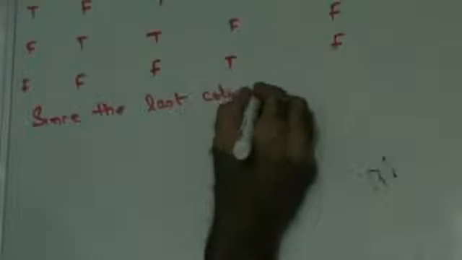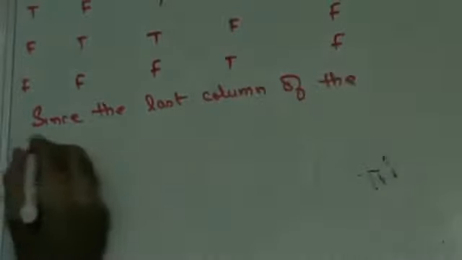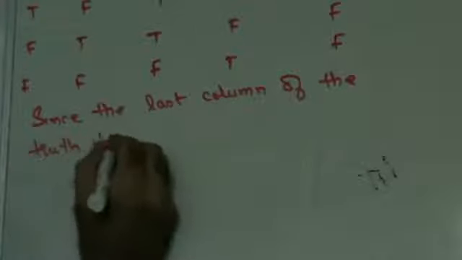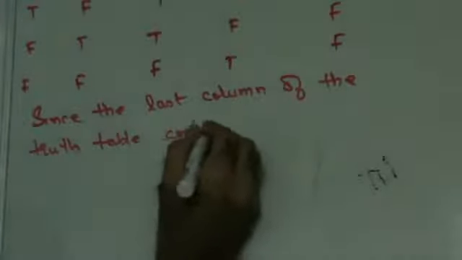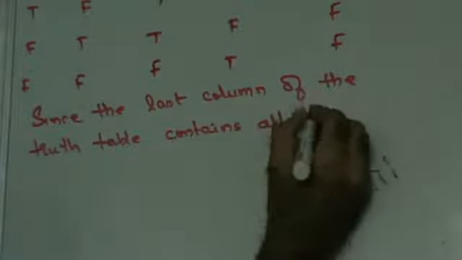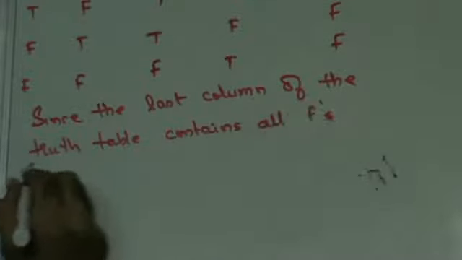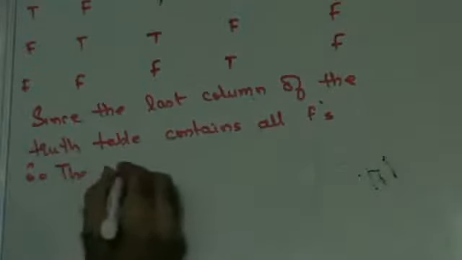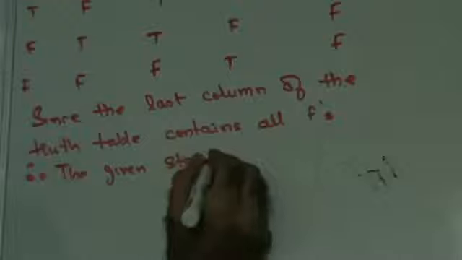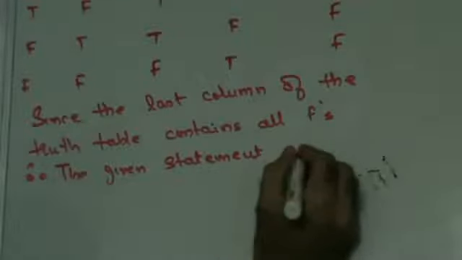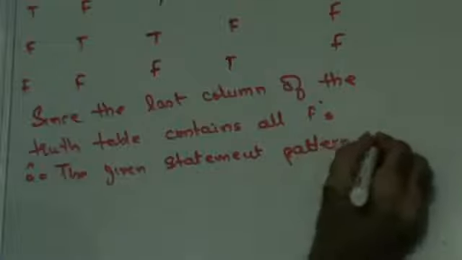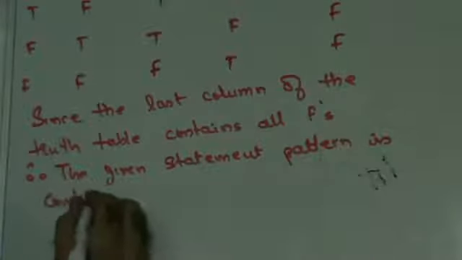You will say since the last column of the truth table contains all F's, therefore the given statement pattern is a contradiction. Right? Let's see another sum, guys.